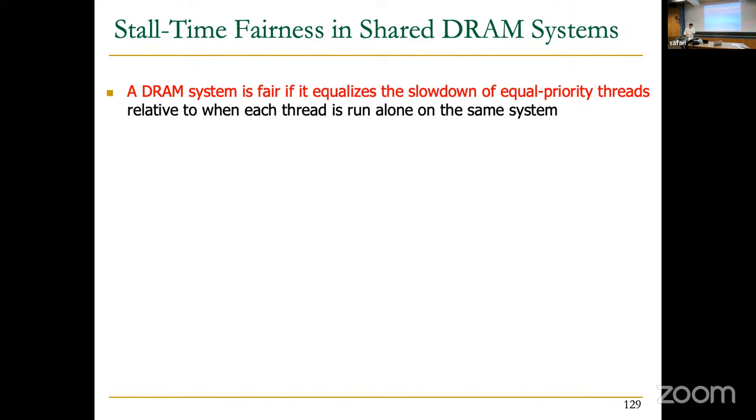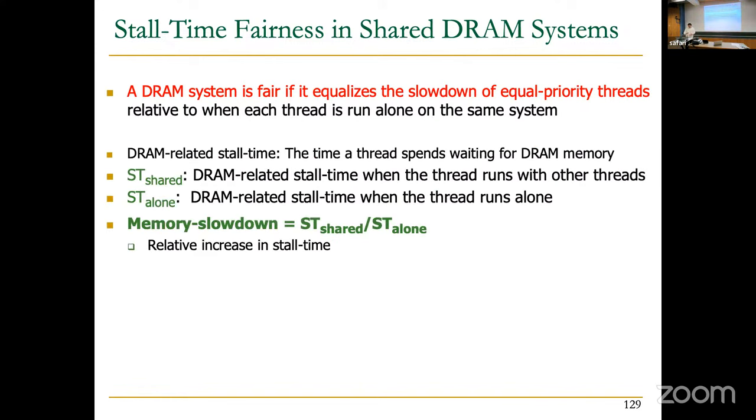So this paper develops a mechanism that estimates the DRAM-related slowdown of a thread when it's run alone in the same system, because we already know this. Basically, if we can estimate that, we can also know what's the slowdown currently, right? So basically, this is describing how we measure that.